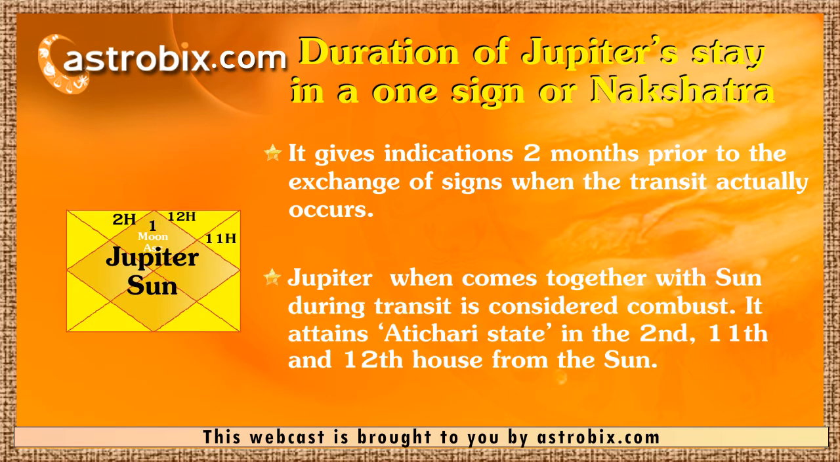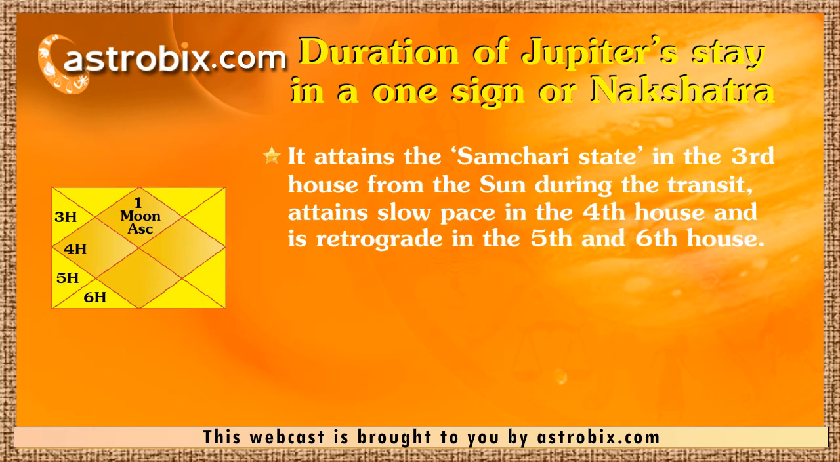The distance between the transiting planet and the Sun decides the results, and the speed of the planet too. When Jupiter is with Sun during transit, it's considered combust and does not provide any auspicious results. Jupiter moves faster or becomes atichari when it is in the 2nd, 11th or 12th house from Sun. When the transiting Jupiter is present in the 3rd house from Sun, it moves at normal speed or is samchari.